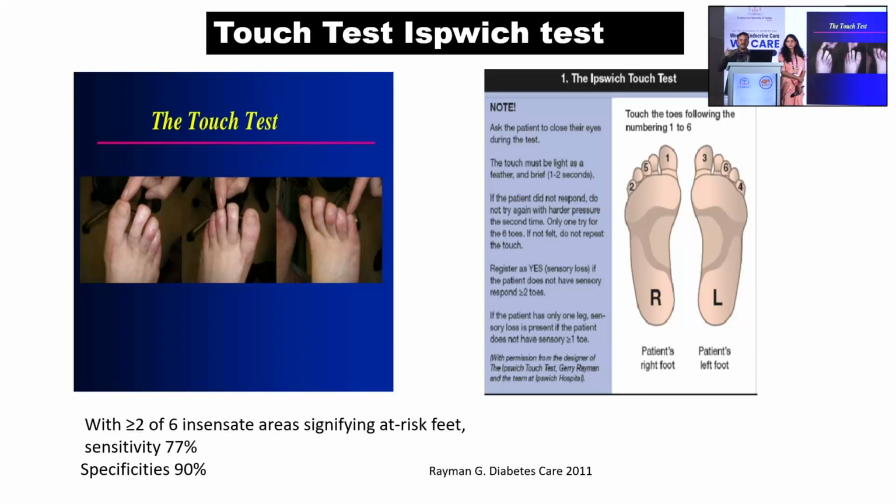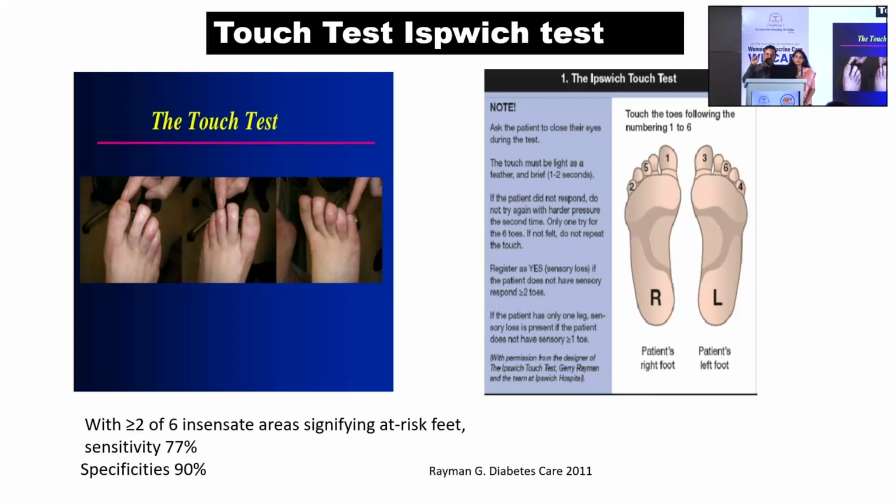Another test, if you do not even have access to the monofilament, is a simple squeeze test. That is simply touching the toes, and what you touch is the first, third, and fifth toe on both sides, so that comes out to 6 toes. You have to be very brief, just touch for 1 or 2 seconds and then take it away. If the person is not able to perceive at least 2 places that are touched, it is abnormal. There is a study by Raman et al., where they have shown that more than 2 of the 6 insensate areas signify an at-risk foot, and the specificity is quite high, around 90%.